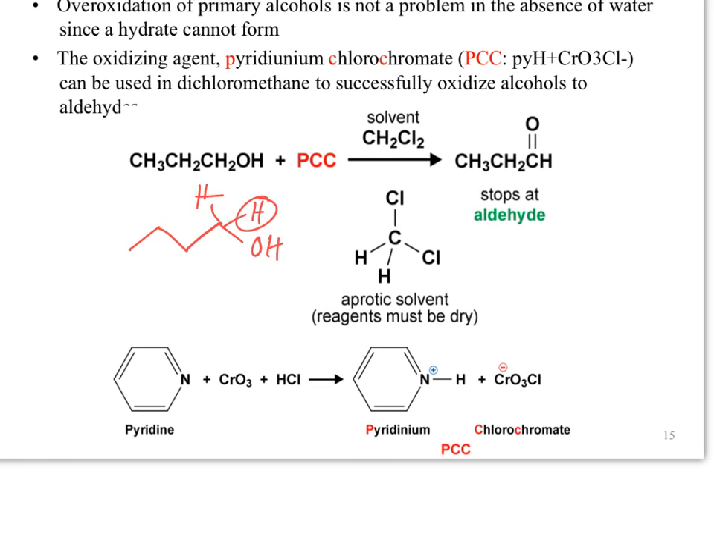I'm not going to ask you to know what the structure is. There it is. I'm not going to ask you to know why it does this. It does. So just know that that's like a tool in your toolbox, the magic wand tool, if you want to call it that. It's the magic wand. This makes primary alcohols into aldehydes. That's what you need to know.